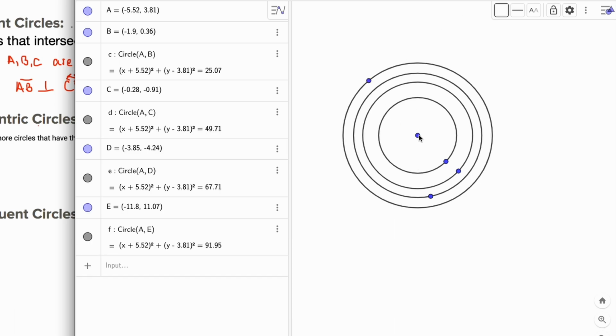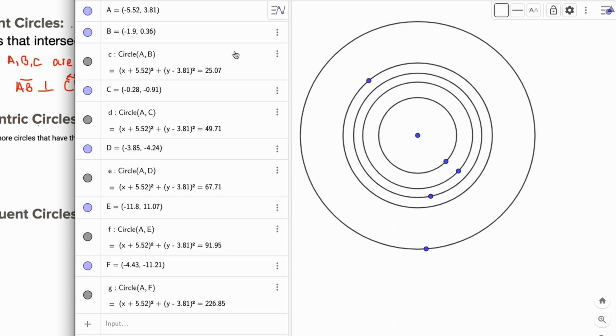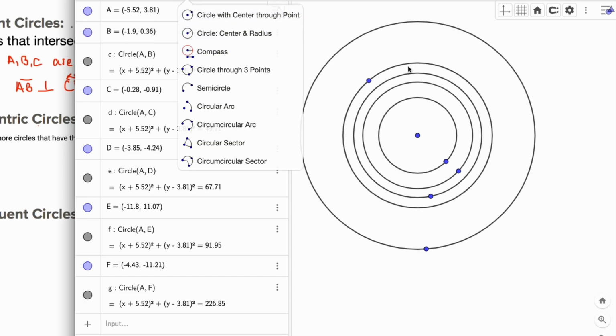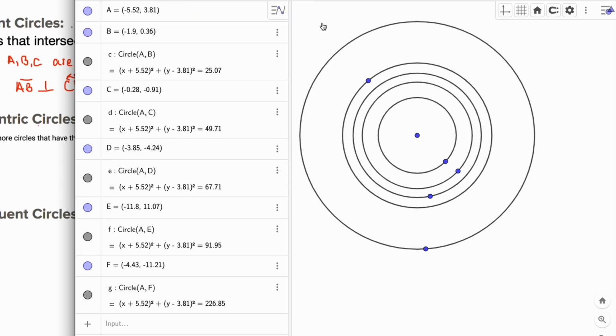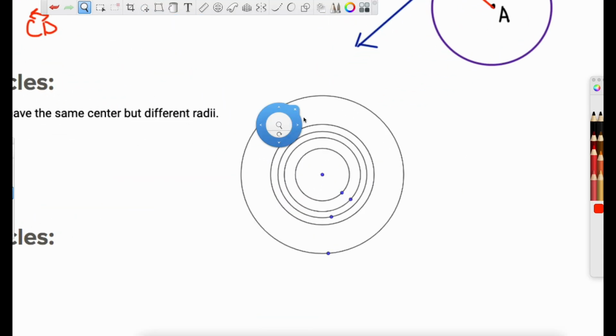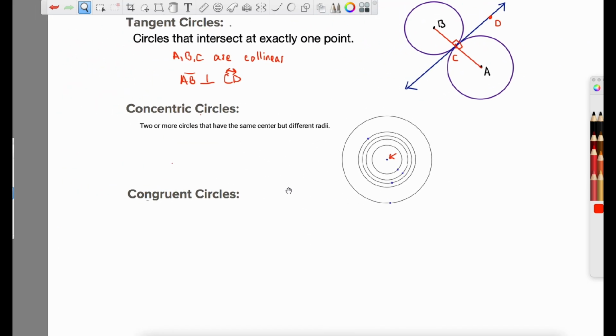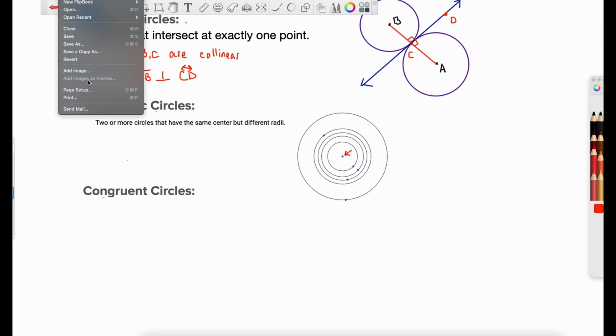Here we see some concentric circles, right? So they all have the same center, but they all have different radii here. And how about, right, so they have different radii, same center. All have the same center right there. Okay, congruent circles.